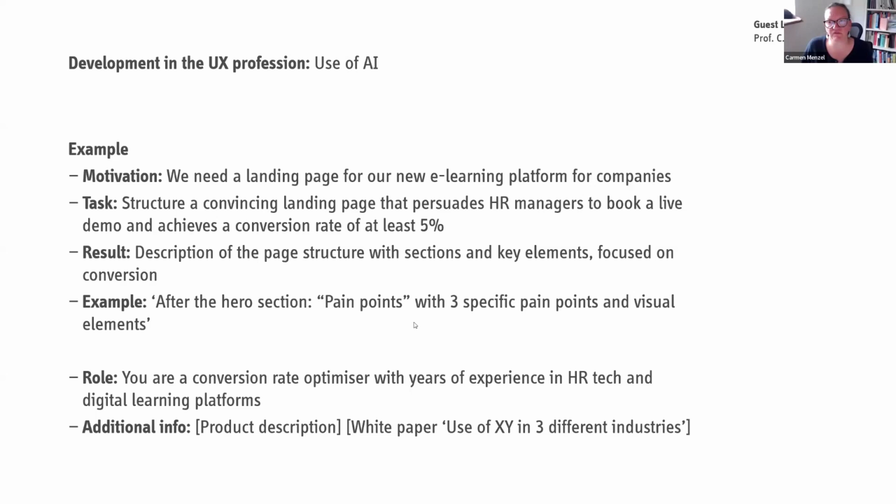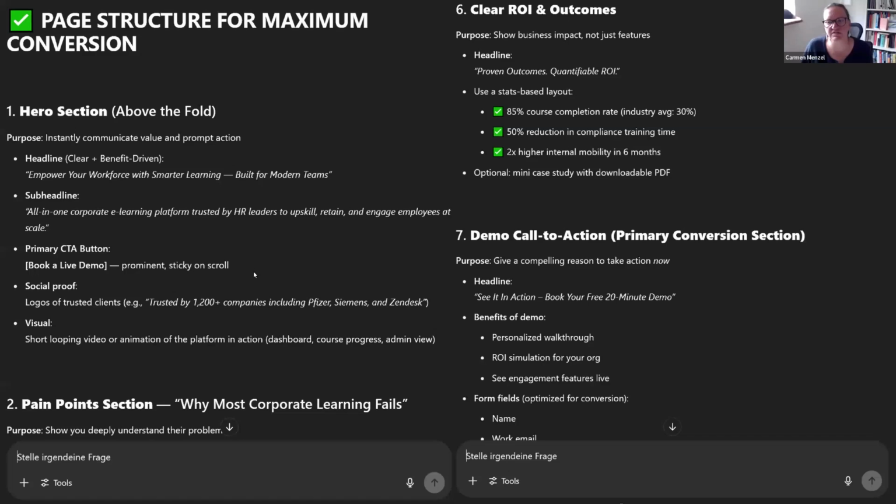The result is quite amazing. I'm not going into the details, but it says almost everything. I don't have the whole answer in here, but it tells me the hero section above the fold, what should be in there, what should be the headline and the subheadline, what is the CTA, the main button, what is the social proof I give to the user group, and what kind of visual should I use.